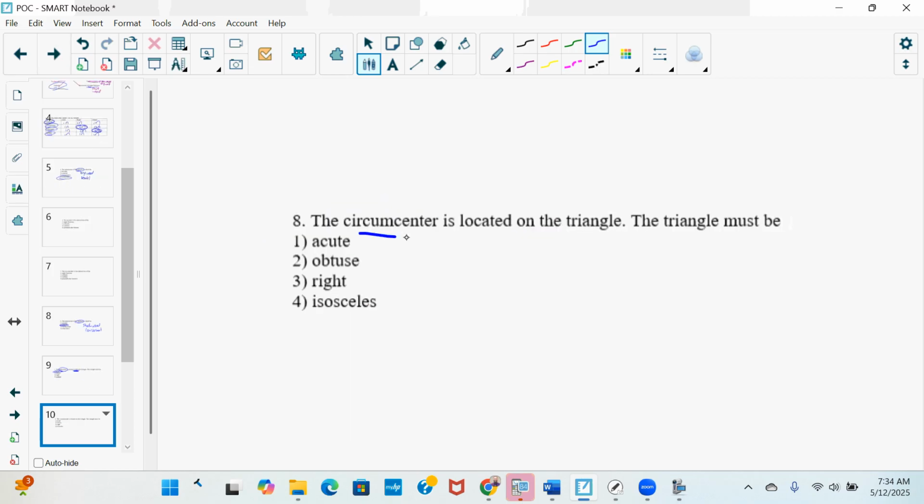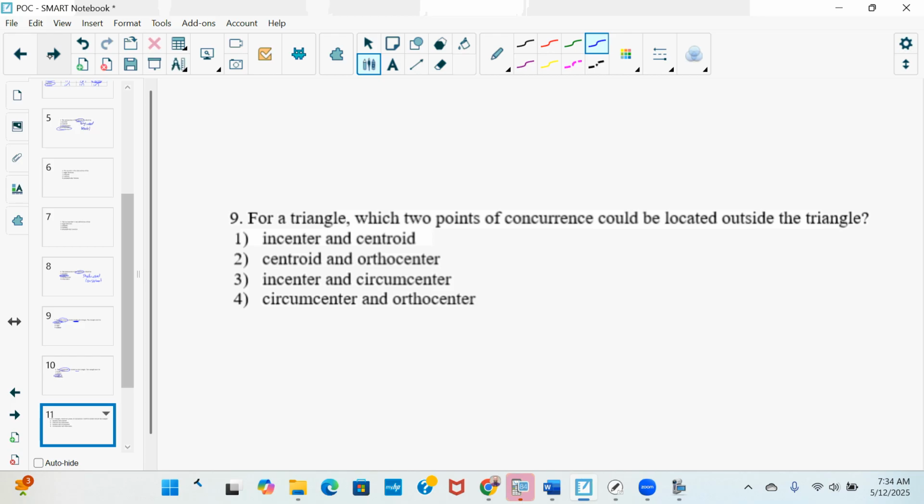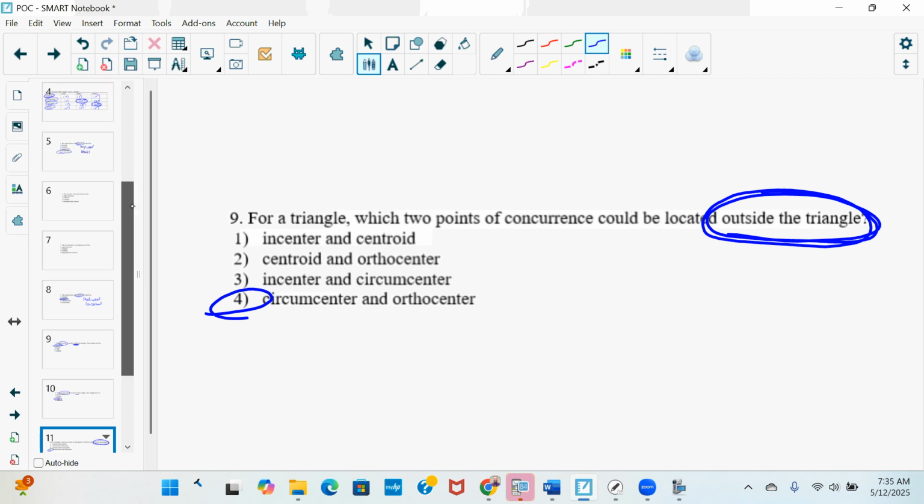The circumcenter is a right angle one. It's in, on, out. That's got to be a right triangle. For a triangle, which two points can be located outside? The only way to be outside is for a right angle one, which are the long words, which are circumcenter and orthocenter. So it's really just vocabulary.